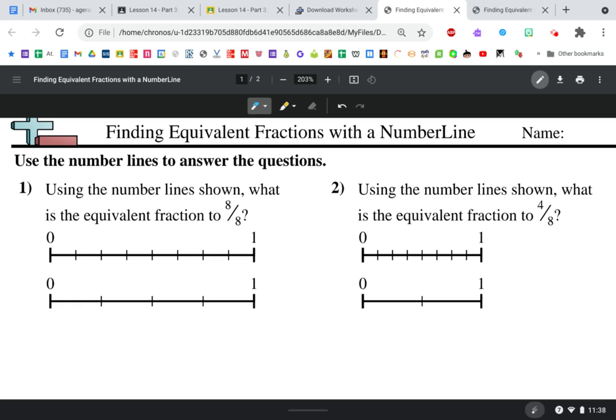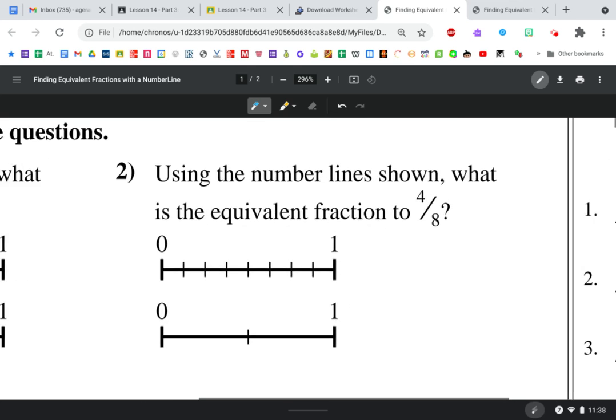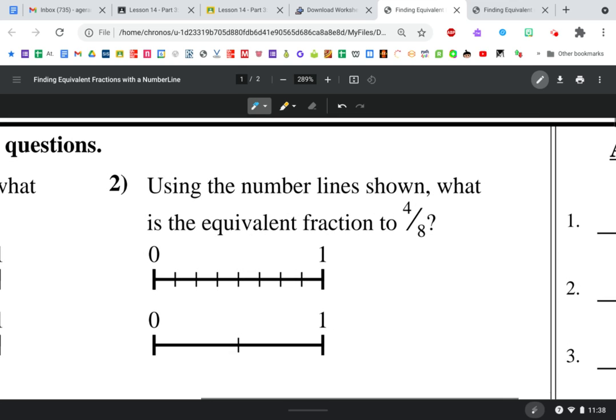We're actually going to jump here to number 2, okay? And number 2, the questions are all identical today. They're all worded identically. Number 2 says, using the number lines shown, what's the equivalent fraction to 4/8? So before we begin, we actually have to understand what we're looking at, okay?